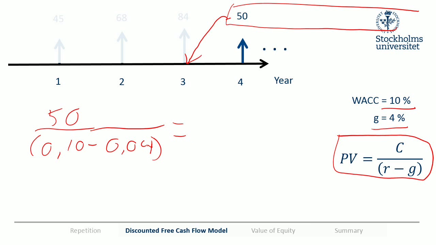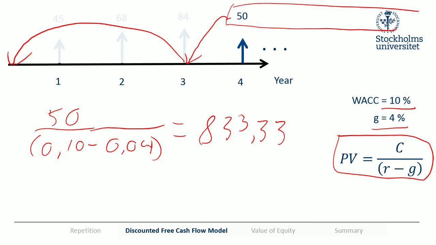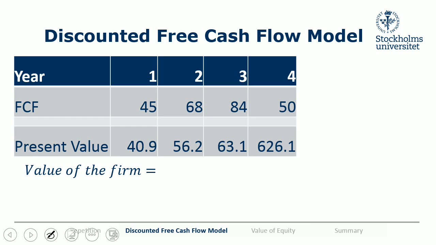So this value, which is 50 divided by 0.10 minus 0.04, is 833.33. Then we need to make another jump back until today. So we take this 833.33 and we take it times 1 divided by 1 plus 0.10 to the power of 3. So it's a jump from year 3 until today. And this turns out to be 626.1.